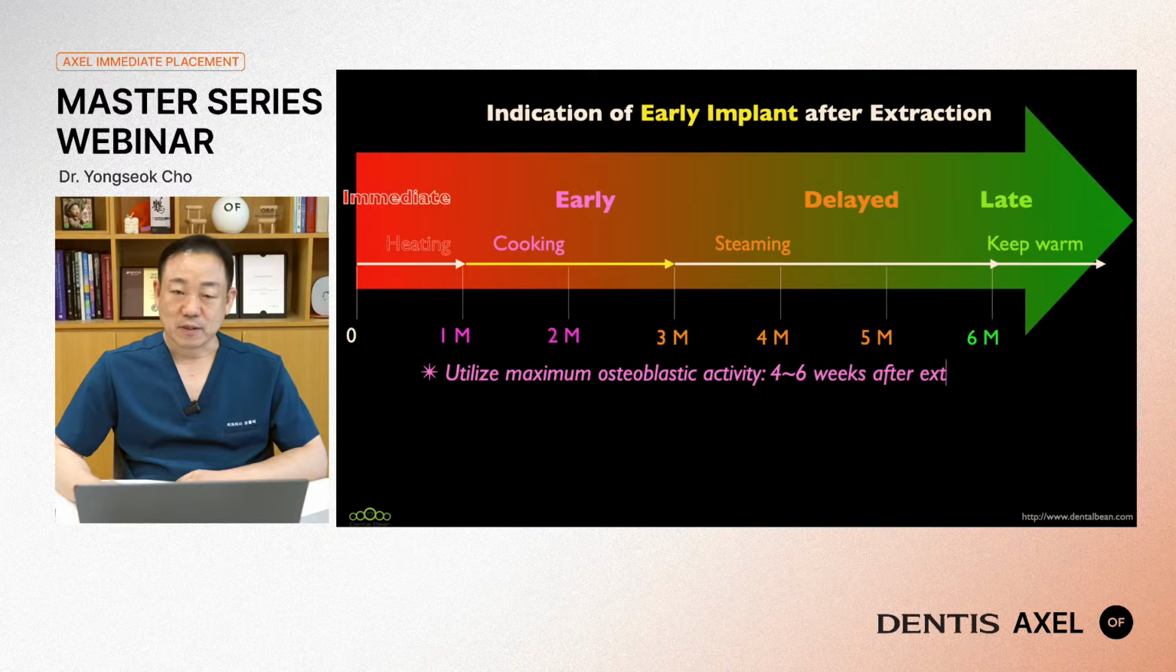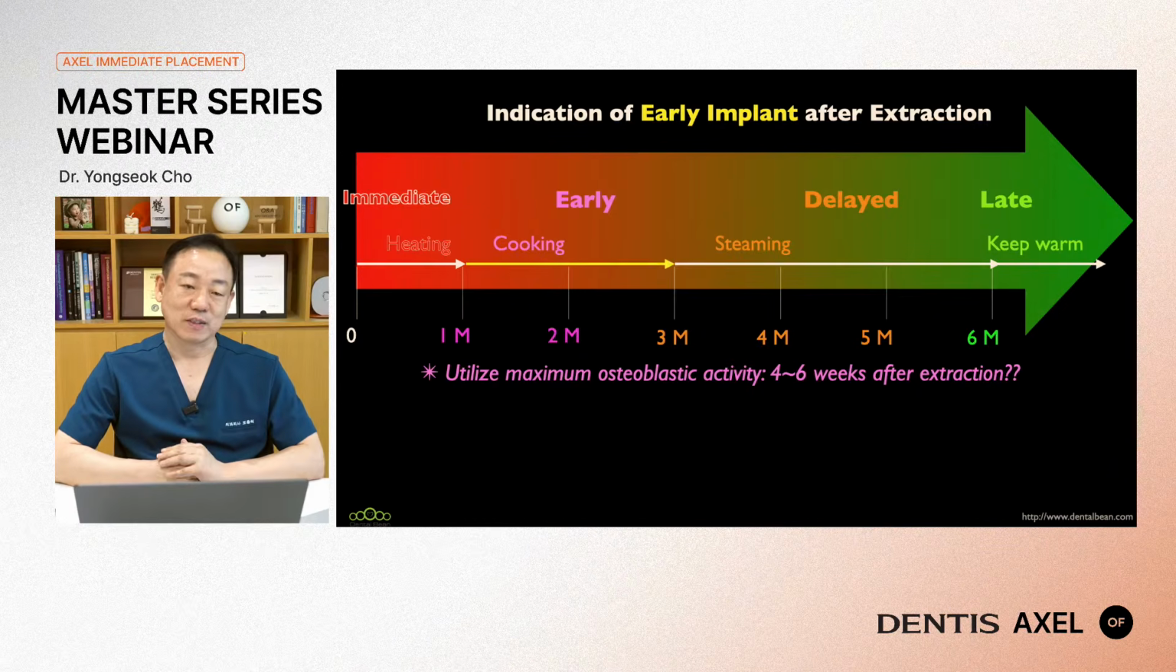They say we can utilize maximum osteoblastic activity at this stage. About 4 to 6 weeks after extraction, here is the maximum osteoblastic activity. So when we place implant and do bone graft at that stage, we expect nice bone healing, so we can utilize these natural advantages.